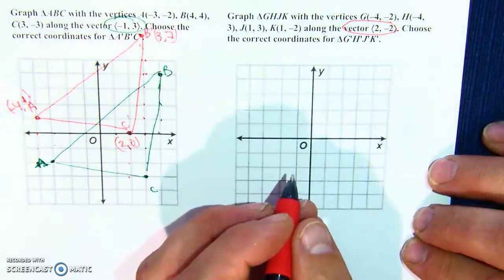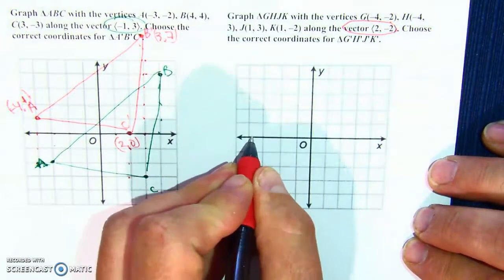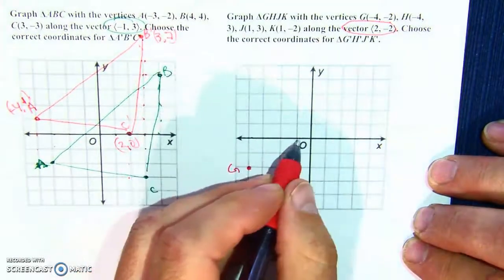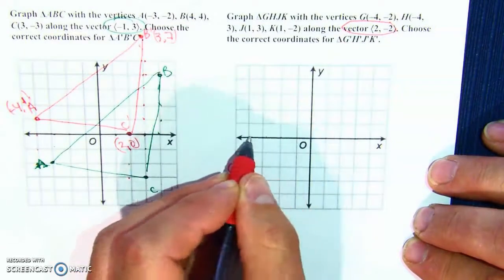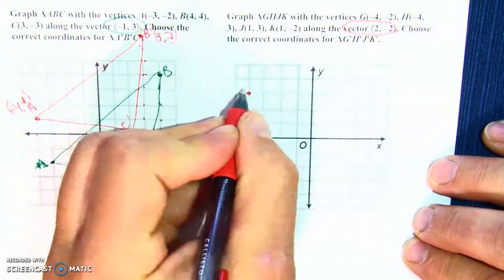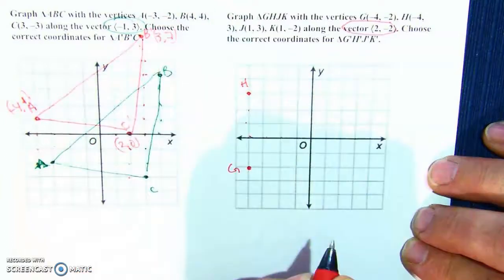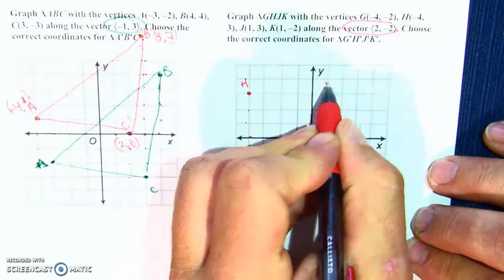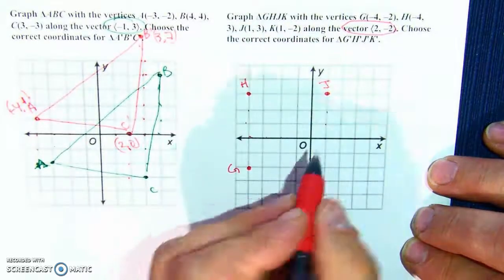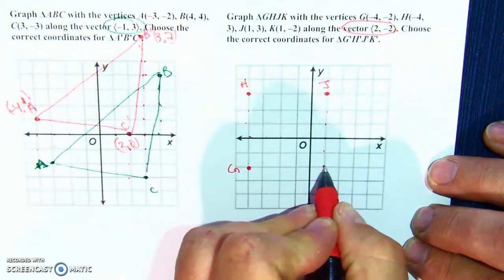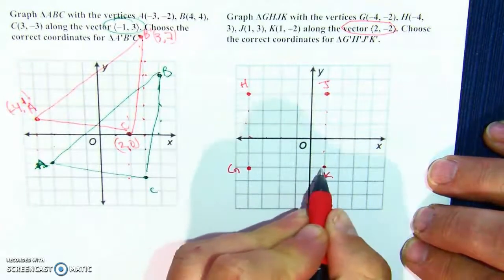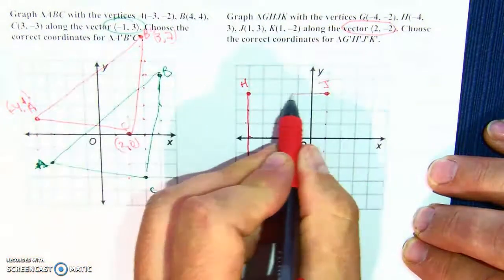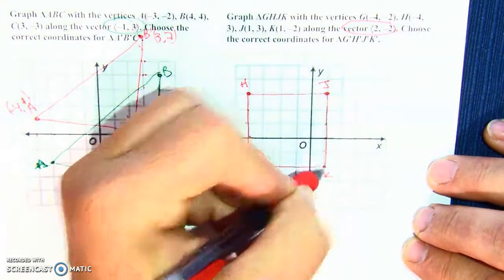So let's go -4, -2, 1, 2, 3, 4, down 2. G. H is -4, 3. Again, 1, 2, 3, 4. 1, 2, 3. We'll just call this one H. J is 1, 3. 1, 1, 2, 3. And then K is 1, and then go down -2. And then here is our, looks like a square, which makes things a lot nicer, in my opinion. Okay.